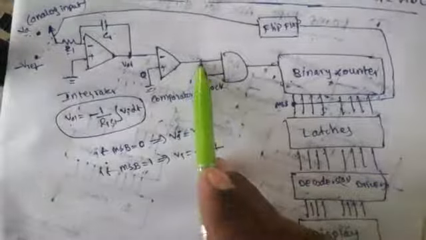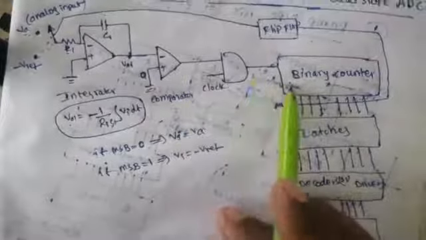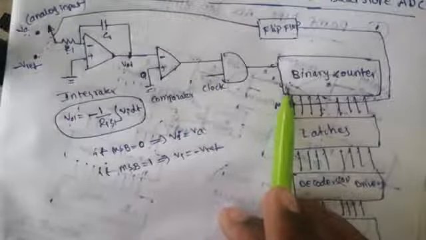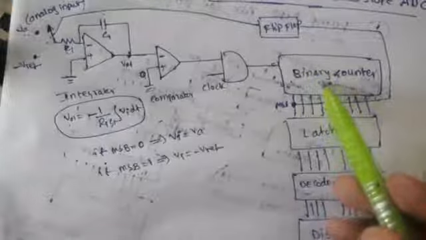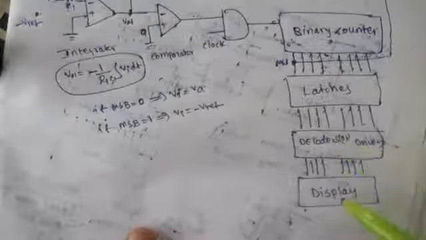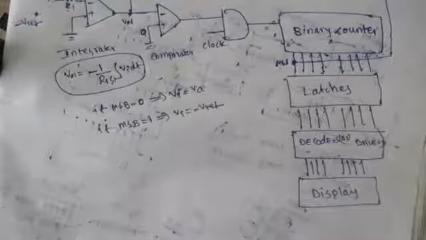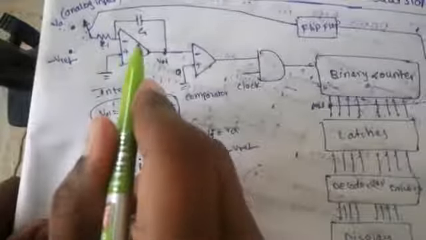Then if it is 1, the clock will be provided to the binary counter. If it is 0, the clock will not be provided to the binary counter, so it will not count. Whatever binary count value is there, that one, through latches and decoders, will be displayed on the display unit. So we have to compare this one. The main function will be dual slope as well as integrator. The remaining procedure is the same.